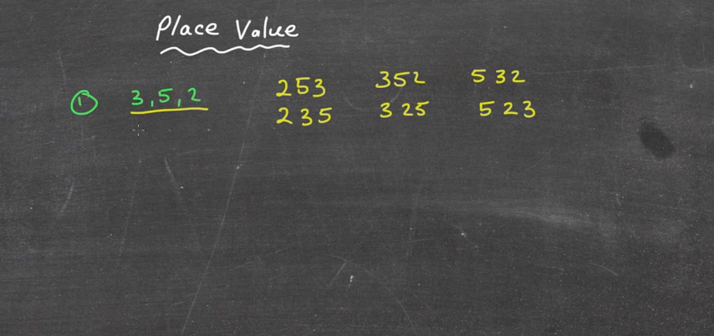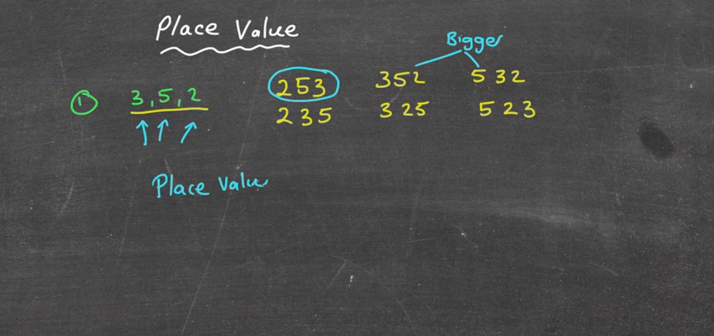I guess what I'm trying to get at here is with 3 different digits, depending on where I put the number 2 will depend on the size of the number. For example, if I put the number 2 first, we make 253. If I put the 2 at the end, I've made either 352 or 532. These two numbers are bigger than that first number. Now this leads into the importance of place value. That means where I put the number in a particular order will change its value.